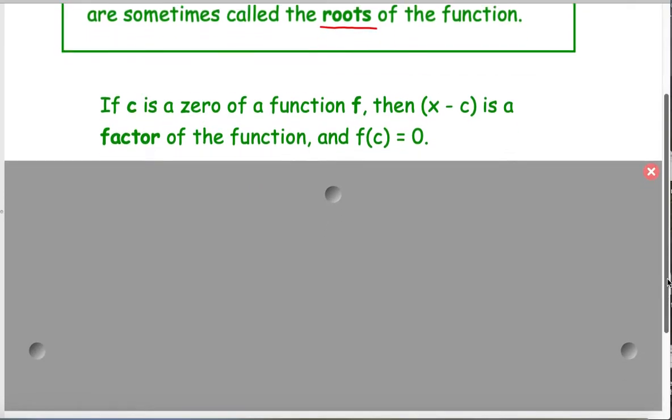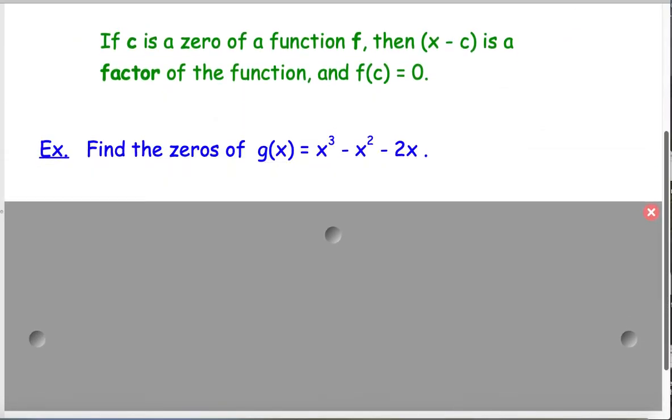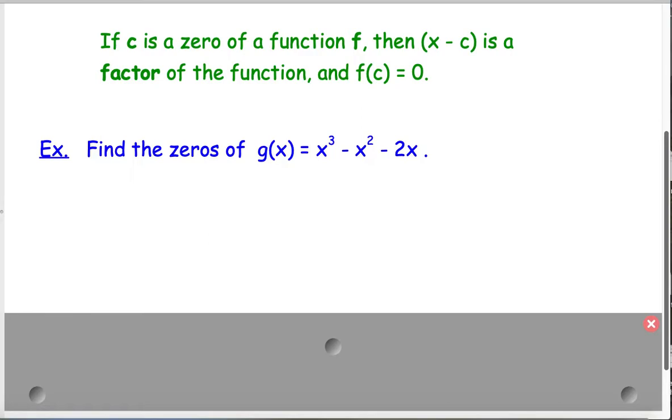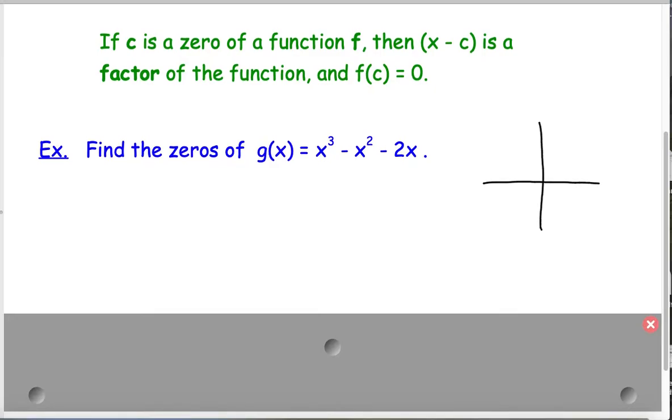I'm going to jump right into some examples for this. Find the zeros of g of x. All right, so I want to know, let's give you a visual. I'm looking for the x-intercepts. Well, what are the coordinates of any point on the x-axis? It's always going to be something comma 0. So the y value is 0. So my function value is 0. So essentially when I say find the zeros, I'm asking you to solve this.